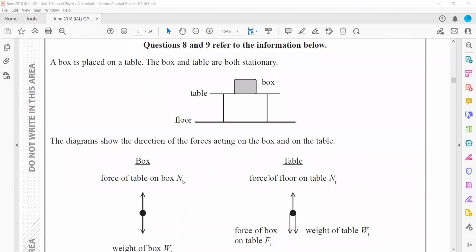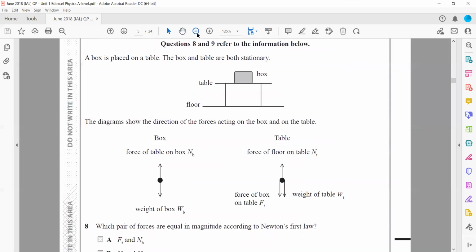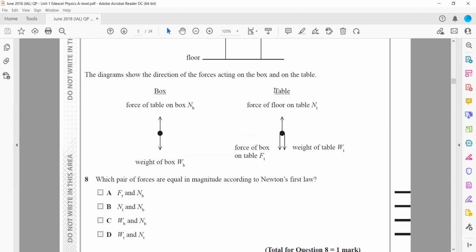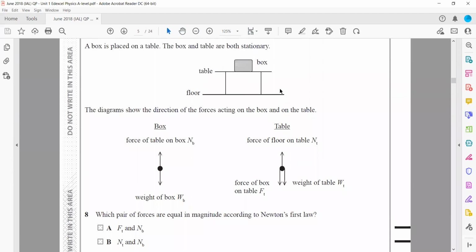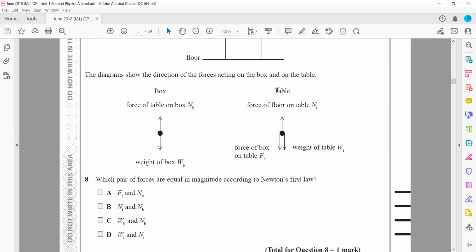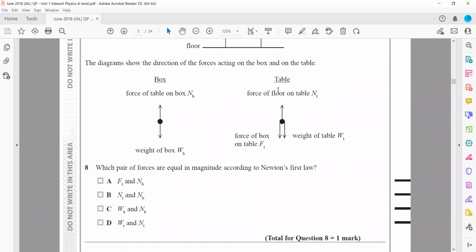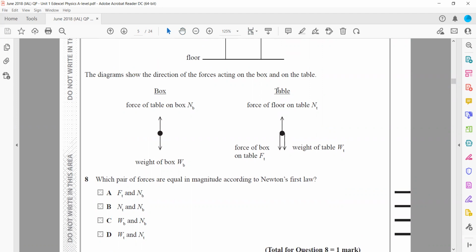Then questions 8 and 9 refer to the information. A box is placed on the table. The box and table both are stationary, both are not moving. The diagram shows the forces acting on the box and on the table. Which pair are equal in magnitude according to Newton's pair forces? According to Newton's first law, if an object is at rest, it will remain at rest. If an object is moving, it will continue to move until an unbalanced force acts on it.